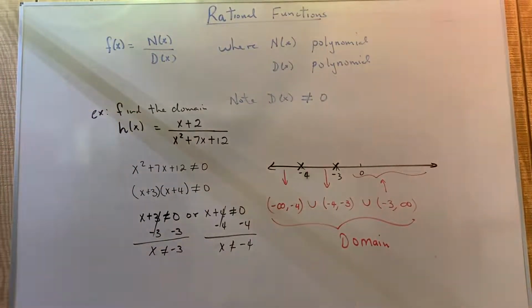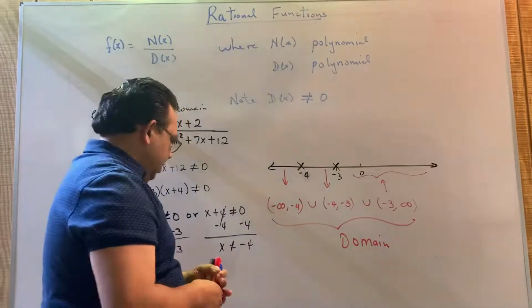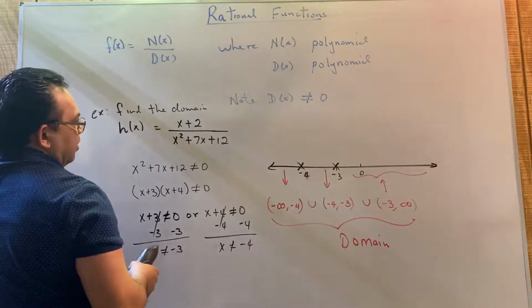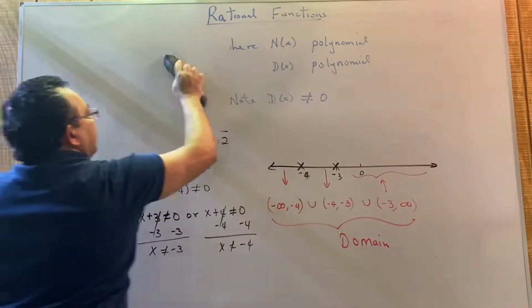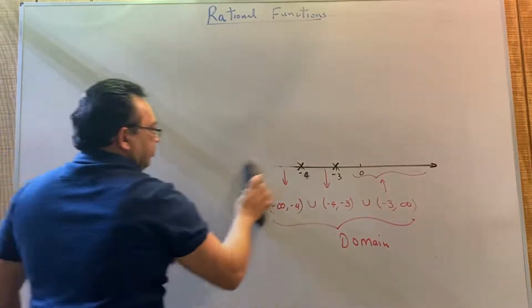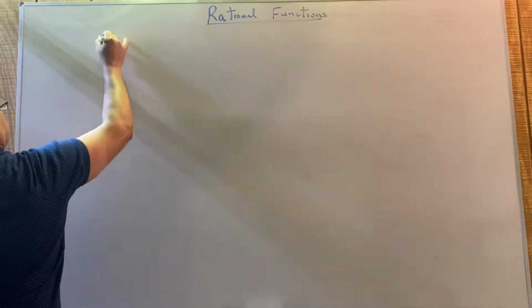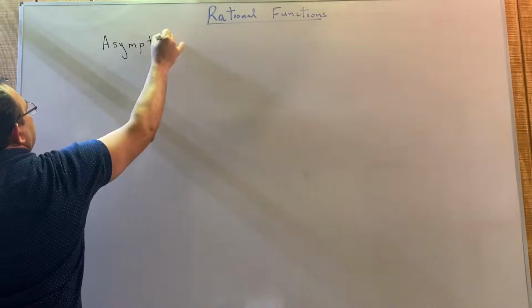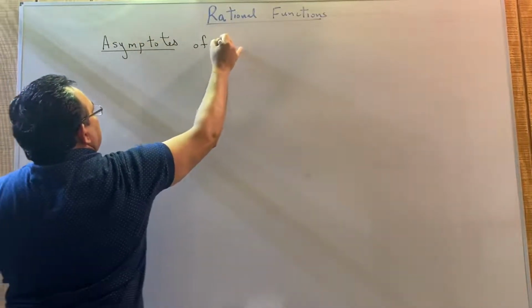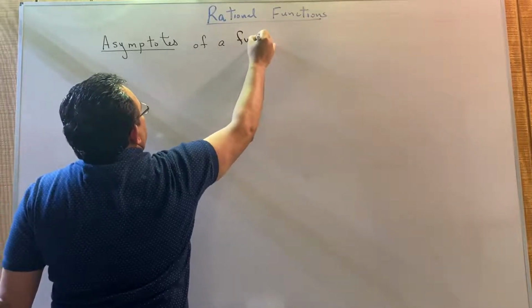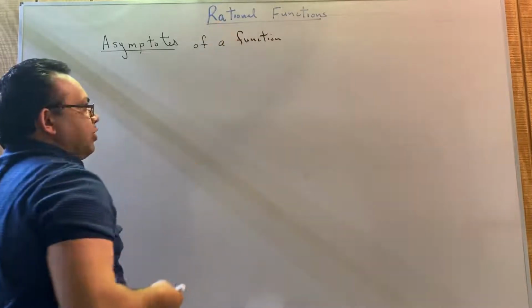Now, if you have a good idea of the domain of a function, we're now able to talk about asymptotes. Because the domain will help you with vertical asymptotes. So now let's look at asymptotes of a function. Well, generally we look at three types of asymptotes. We look at vertical asymptotes. Asymptotes of a function. And generally, since we're talking about rational functions.